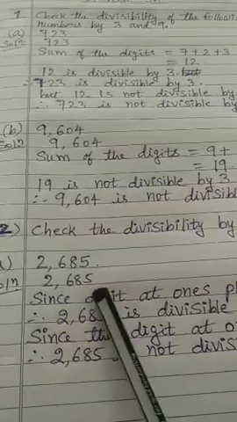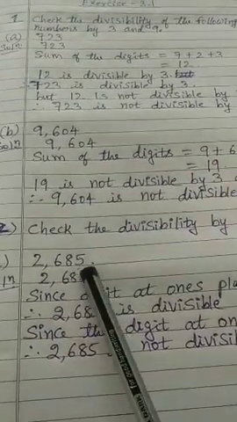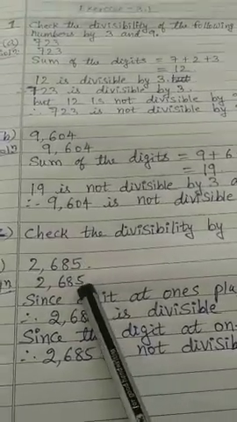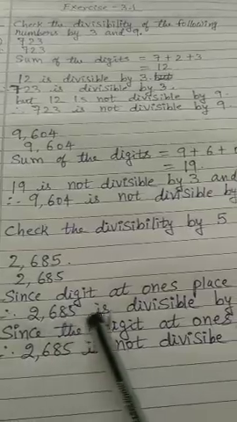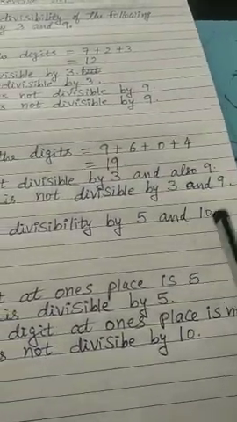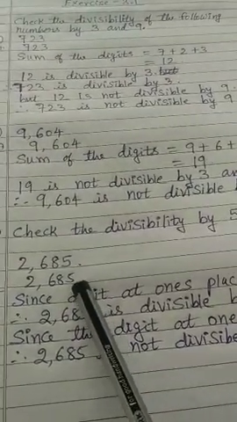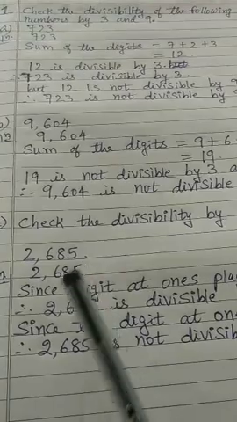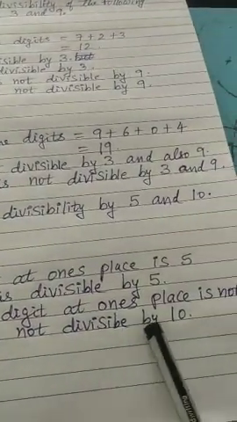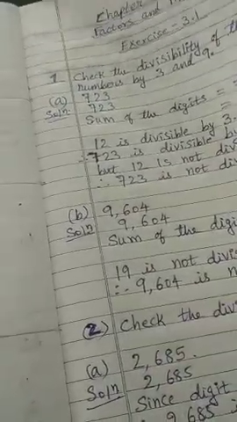For 5, what is the rule? The last digit, it means the digit at ones place, must be 0 or 5. Then only it is divisible by 5. So here 5 is there, so the number is divisible by 5. But for 10, the digit at ones place must be compulsory 0. Here 0 is not there. So 2685 is not divisible by 10. Like this you have to conclude.